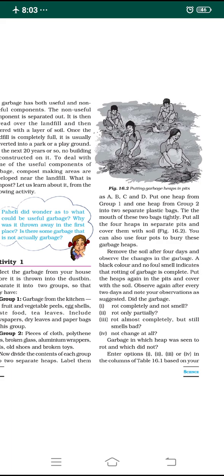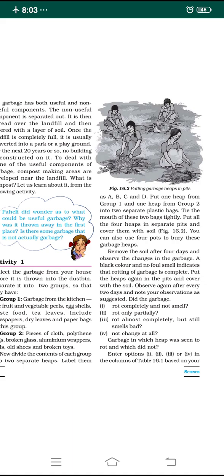A black color and no foul smell indicates that the rotting of the garbage is complete. If there is a change to black color in the soil and no foul smell is coming, it indicates that the rotting of garbage is complete. Put these heaps again in the pits, cover them with soil again, and observe again after every 2 days. Note down the following observations as suggested.